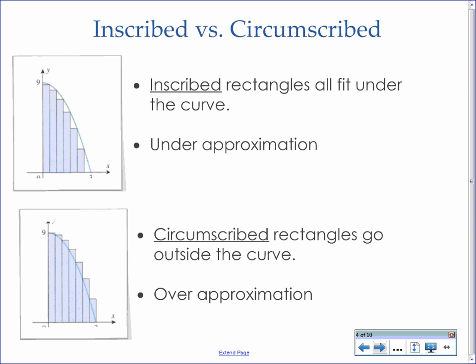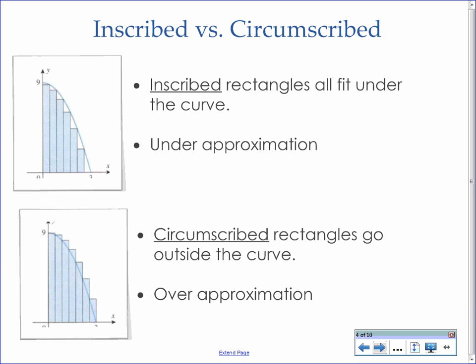If you look at the difference in these two pictures, in this top one our rectangles are inscribed because our rectangles are inside of the curve. Down in the second picture, our rectangles are circumscribed because we're sitting outside of our curve. Now if we are under our curve, like in this first picture, we are going to be under approximating, because you see these white spaces, we're not really getting the total area. We're going to be a little bit short because of those white spaces.